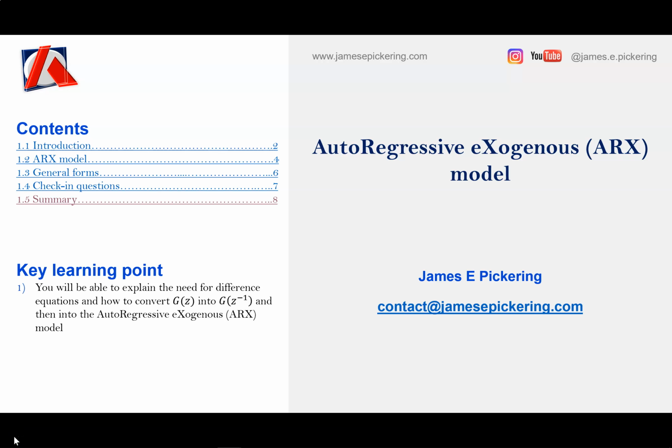Today's topic is on the AutoRegressive eXogenous model, also known as the ARX model. After today's lecture, you should be able to explain the need for difference equation and how to convert from G(z), your discrete time transfer function, into G(z^-1), and then finally into the AutoRegressive eXogenous model.